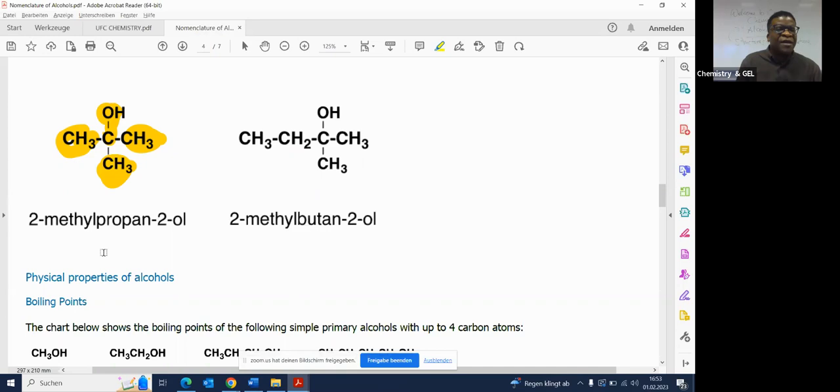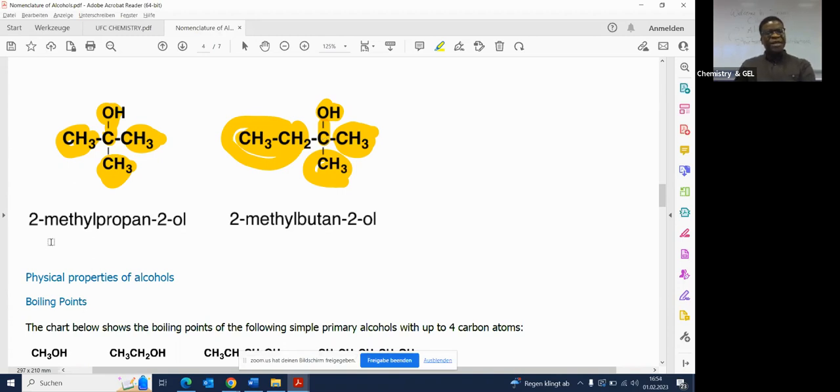All right. Let's check. OH is here, attached onto this one. Is this a secondary, primary, tertiary? Why? One, two, three carbons. So let's count this as the methyl from methane, another one similar, methyl group from methane, and the third one from ethane, ethyl group. Therefore this one qualifies to be a tertiary carbon. And by virtue of the presence of the OH hydroxy, it becomes a tertiary alcohol.